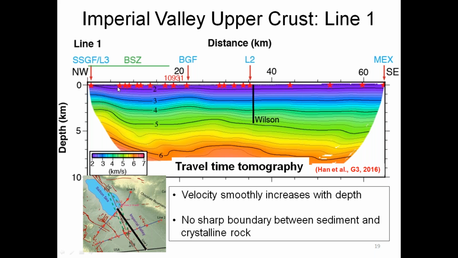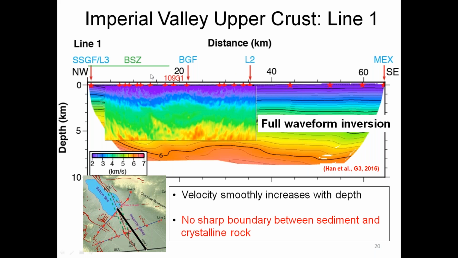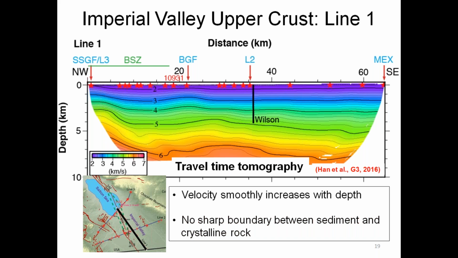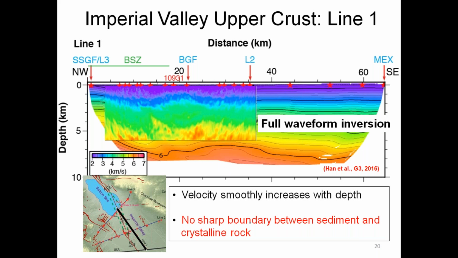Our shot points are very dense in the northern part of the valley, so we run a full waveform inversion for this portion of the model. As we move back and forth, you can see the image from full waveform inversion is very consistent with travel time tomography. And the high velocity is shallower in both the Salton Sea geothermal field at offset, or at a distance, of 0, and also in the Brawley geothermal field at a distance of 22 km.